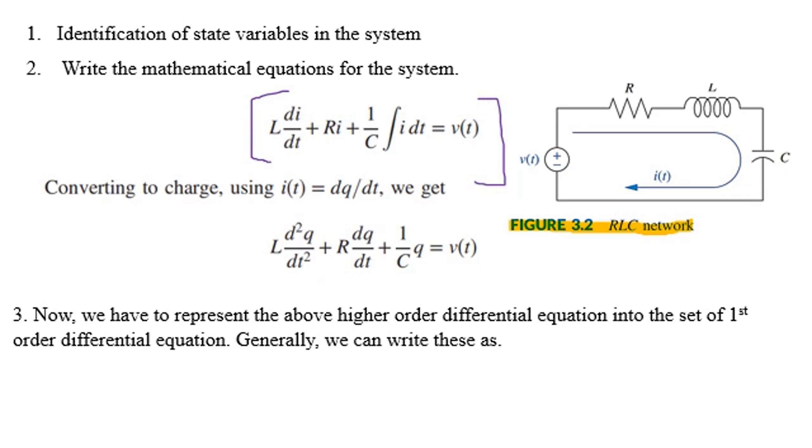Now we will identify state variables for this RLC network. As we know, we can replace current by charge using the relation current is equal to rate of change of charge. And we get a second order differential equation for the system. Now for this system, we have two state variables. First one is charge and second one is current. Now after identifying state variables, we will write these state variables in the form of first order differential equations.